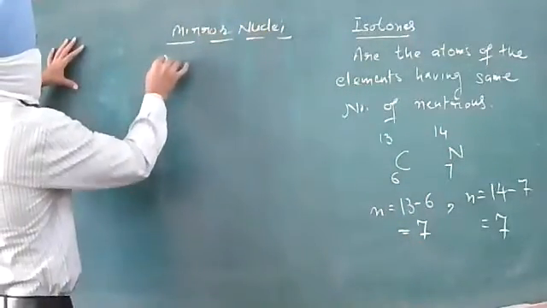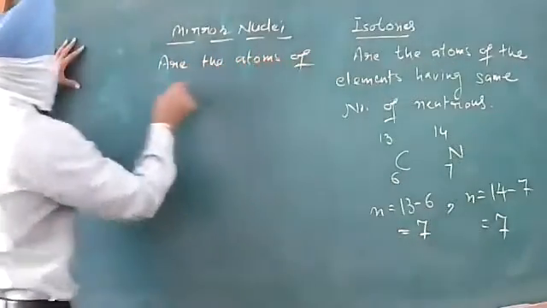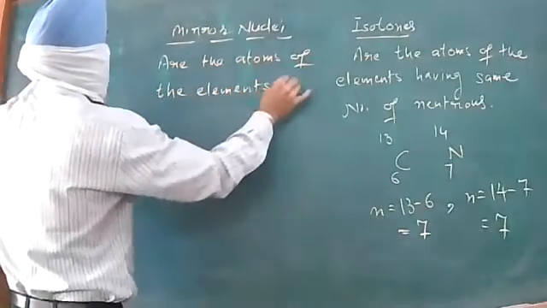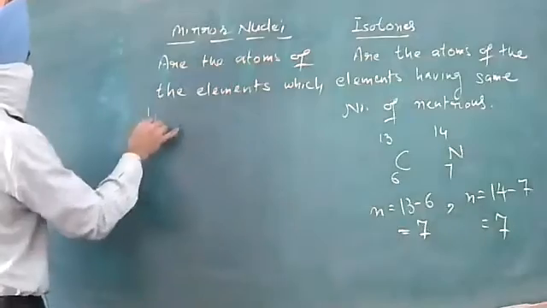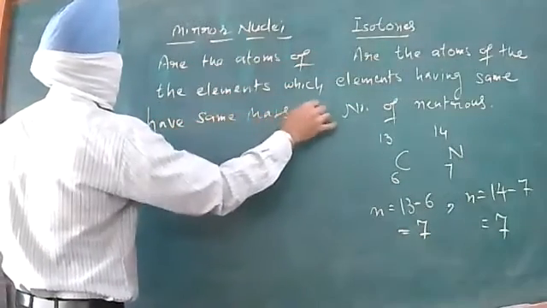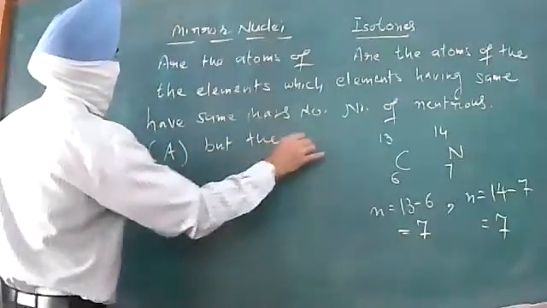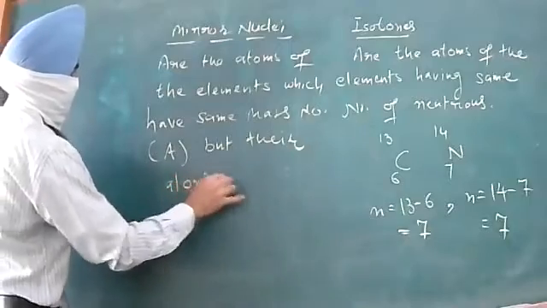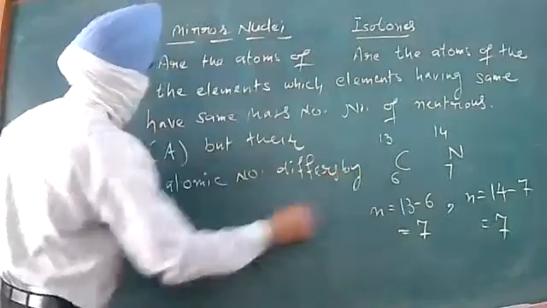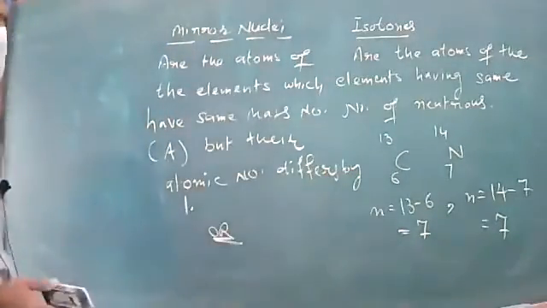Mirror nuclei are the atoms of the elements which have the same mass number, that is A, but their atomic number differs by 1. We can define it another way also, as I was just saying.